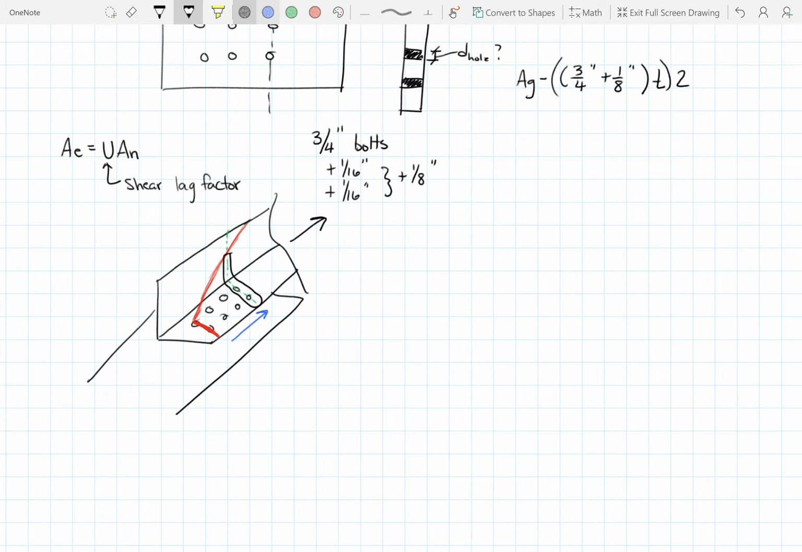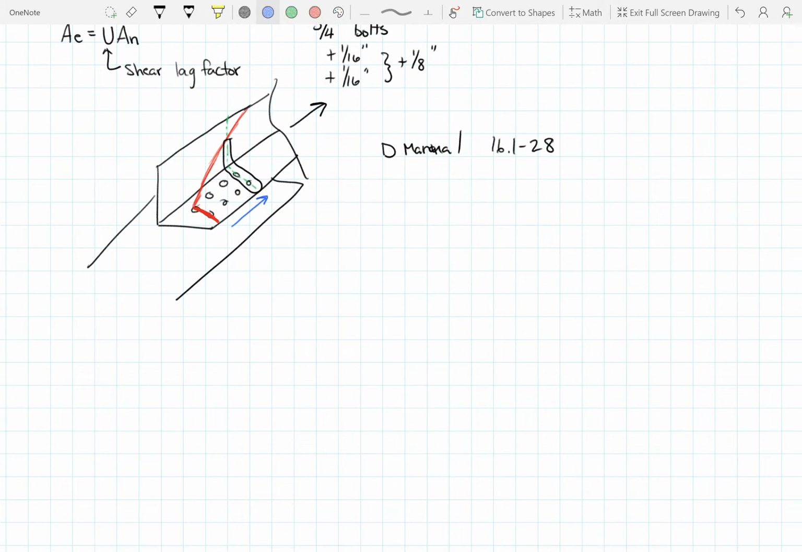The way you calculate it is you go into chapter D in your manual, and let me just check that I'm not lying to you really quick. You go into chapter D. It's on page 16.1-28. And it gives you different ways to calculate your shear lag factor. This video is not supposed to be super long, so I'm not going to go into detail on how to calculate the shear lag factor, but know that there are formulas for it and a table for it.